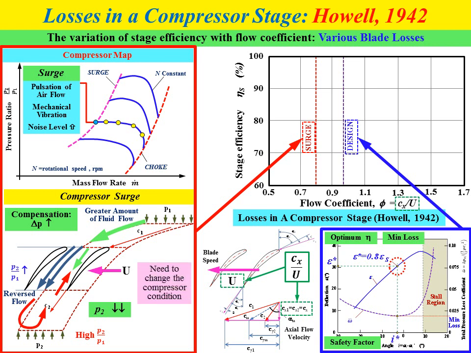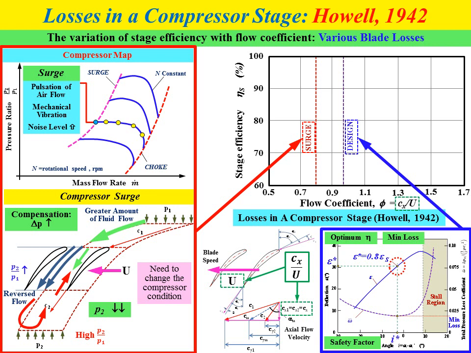So in order to prevent it, we need to change the compressor condition so that the compressor does not enter the so-called surge limit line. Okay, so that is the explanation of the surging phenomena in the compressor. So the surge line in the graph refers to the phenomena that I already explained just now.